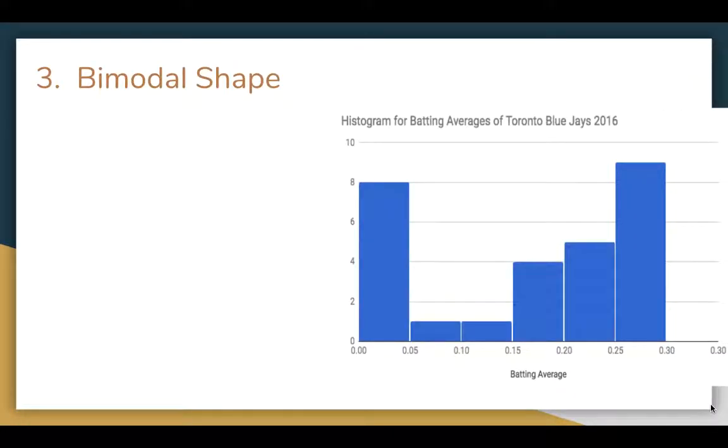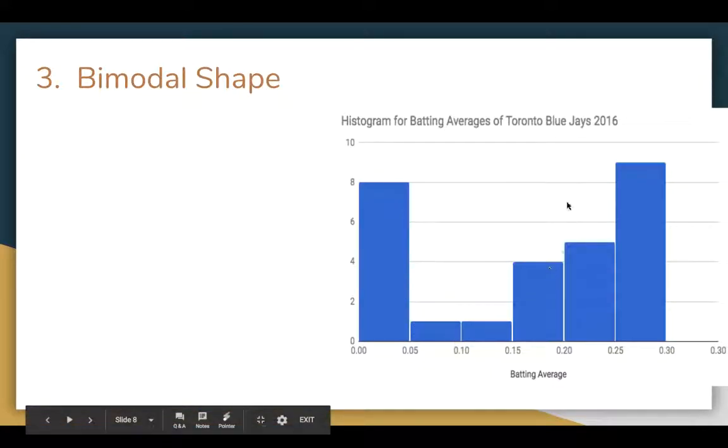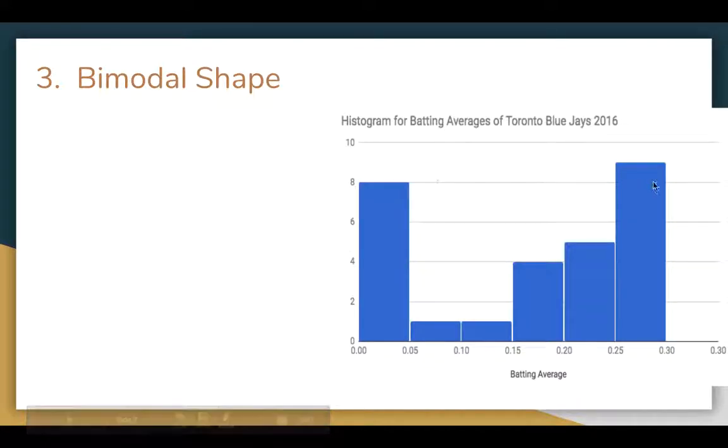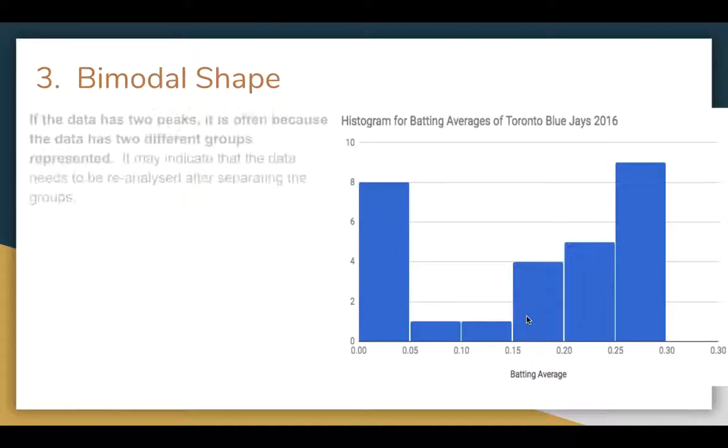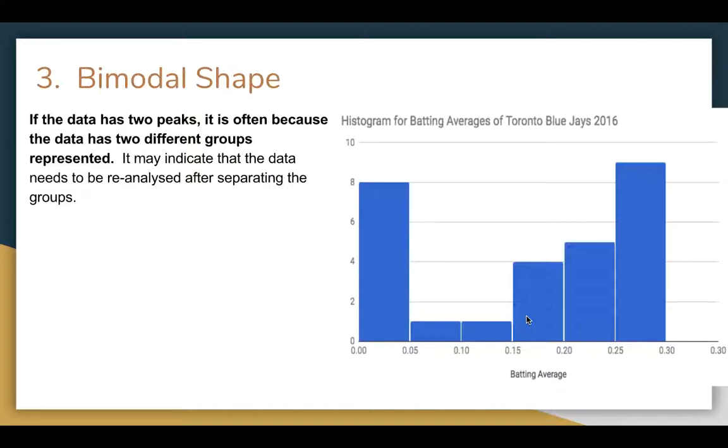The bimodal shape is when you have, and so this is the Blue Jays batting averages in 2016, two peaks. They don't necessarily have to be the same height, but they are these two kind of peaks. So it's this U shape that it makes. And what it tells you is that there's potentially two groups of people in the data. And you might have to separate the data or take out one of the groups to really analyze it a bit better.